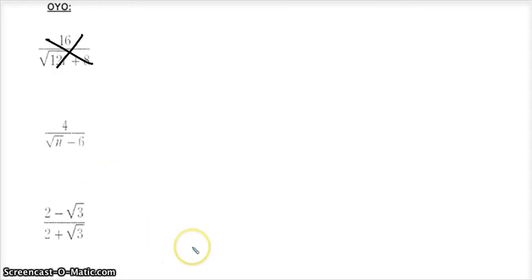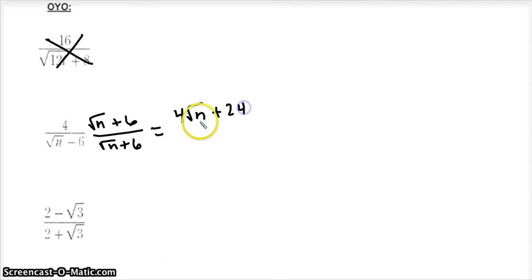All right, let's check your answers. For the problem 4 divided by the square root of n minus 6, you should have multiplied the top and the bottom by the square root of n plus 6. And when fully simplified, your final answer should be 4 root n plus 24 all over n minus 36.